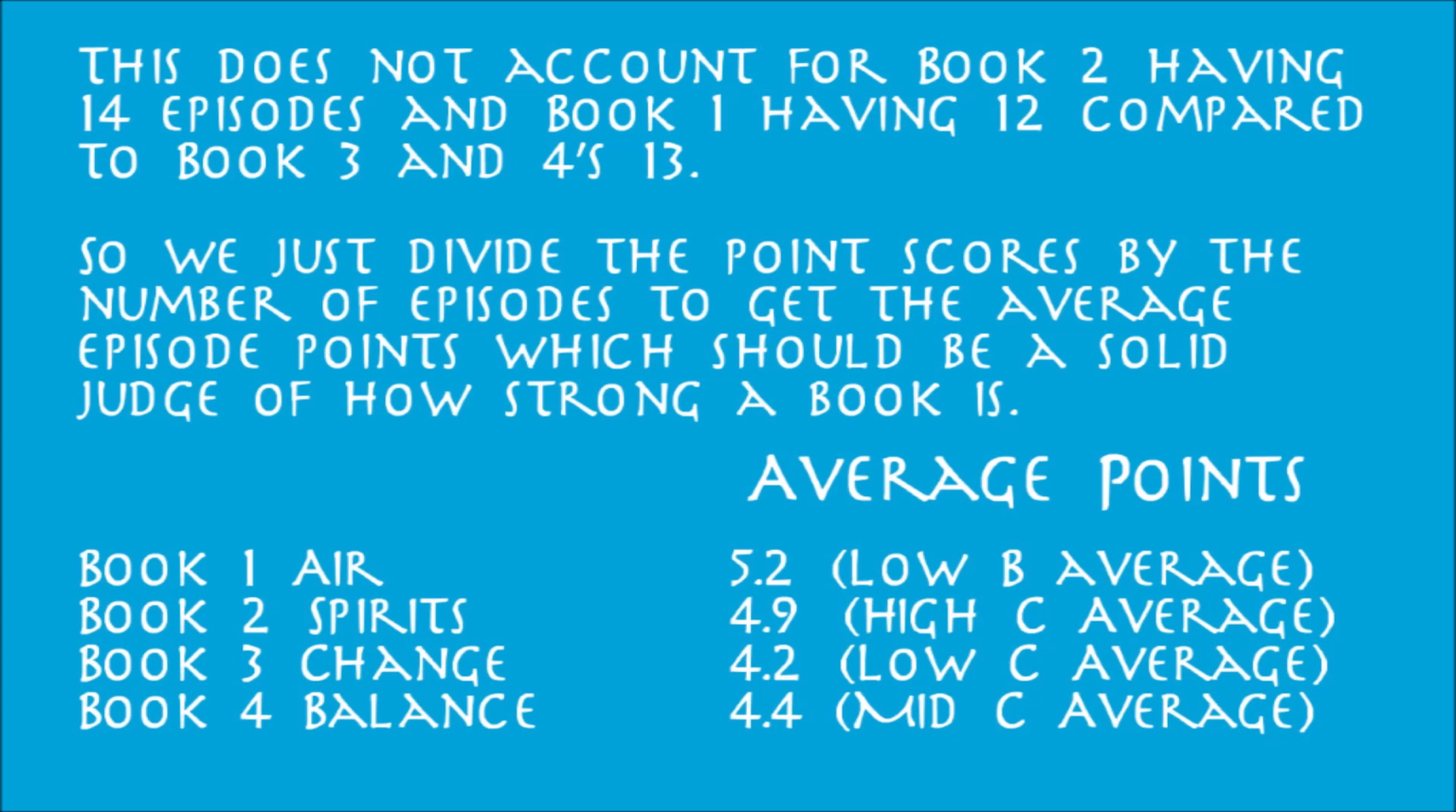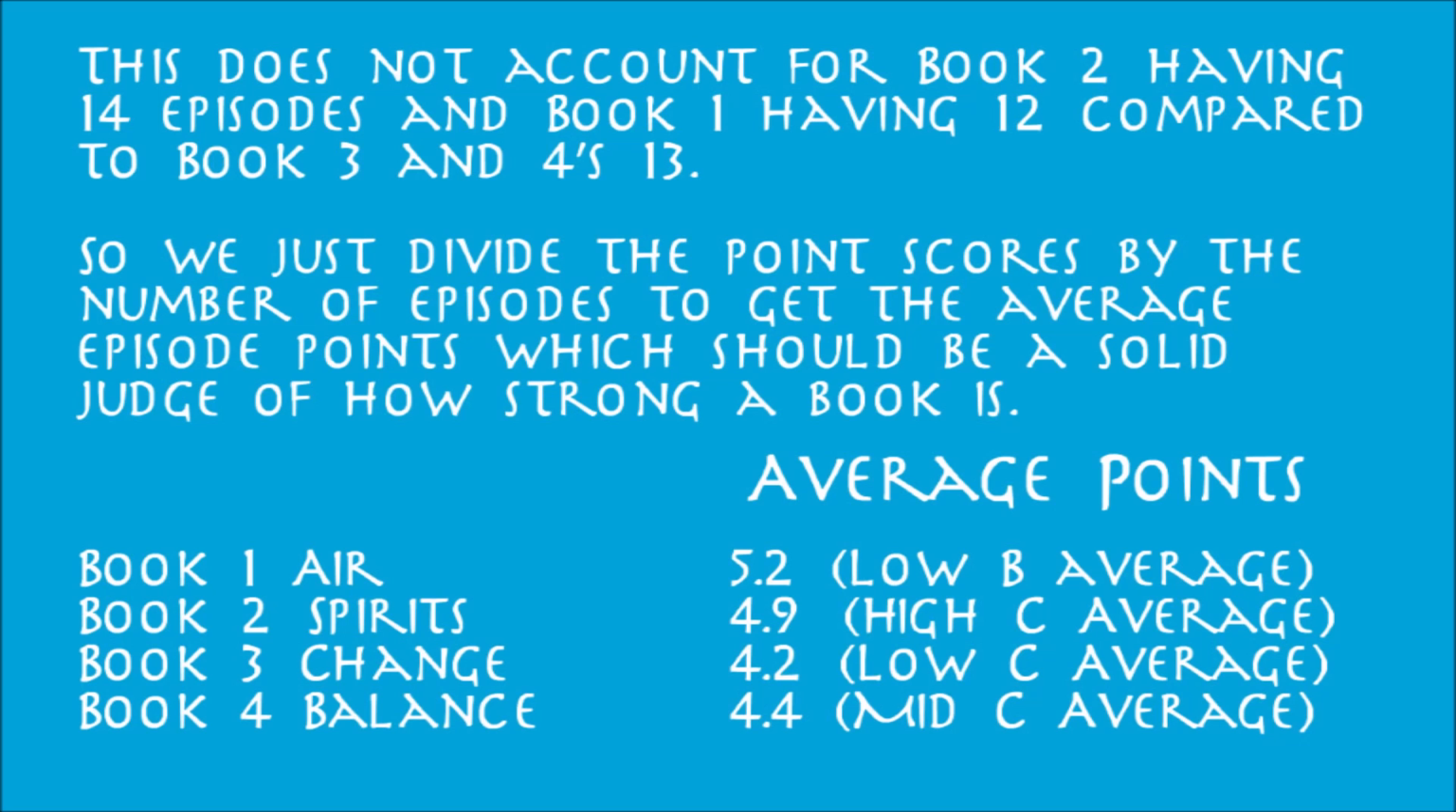So Book 1 Air speaks to the consistent quality of episodes. Again, going back to where the episodes are, no episode in D, none in E, none in F for Book 1. Very, very consistent, but perhaps not as many in the excellent tier that really put it over the edge. And Book 2 Spirits comes in second with a 4.9 average, which is a very, very high C. It's so close to being a B average.